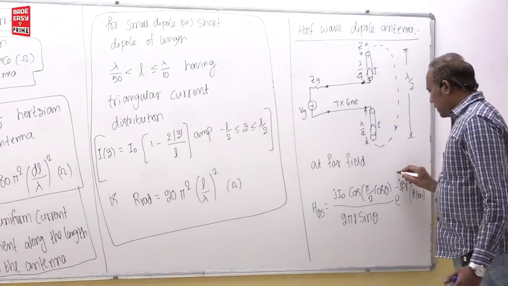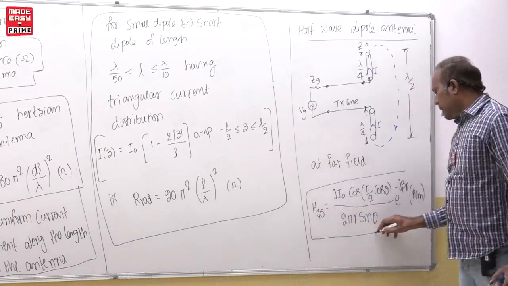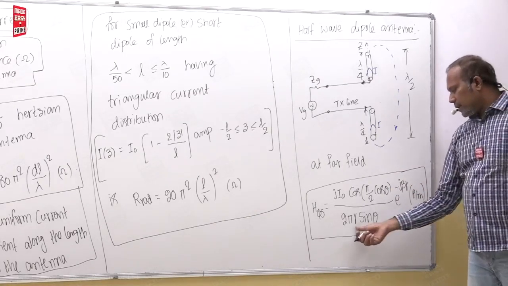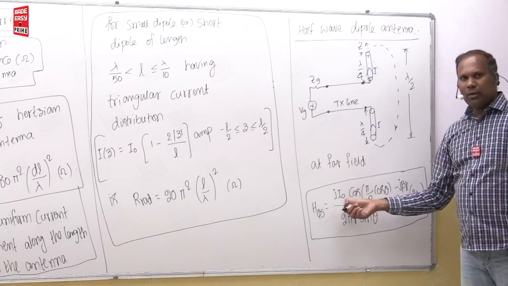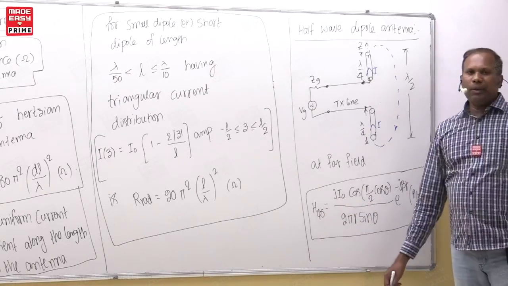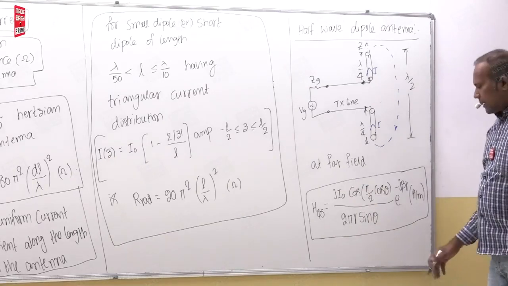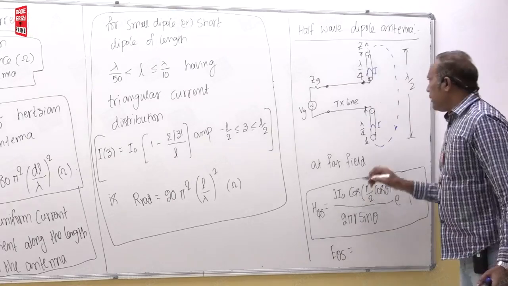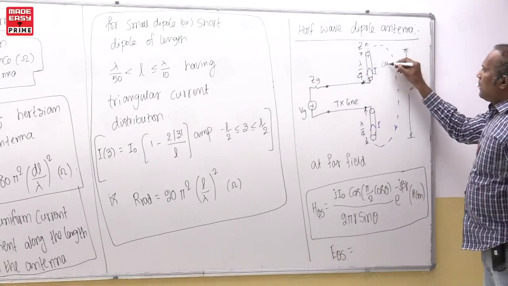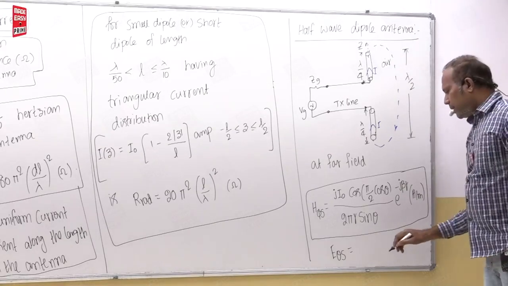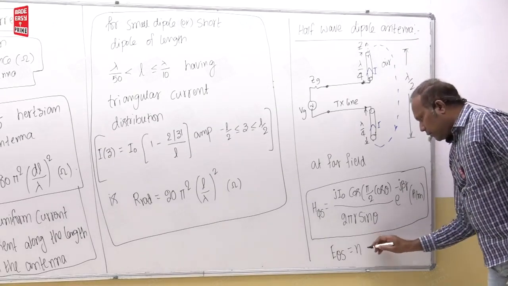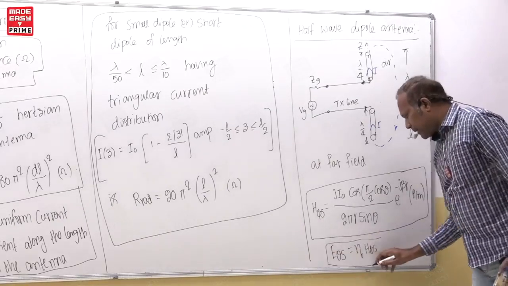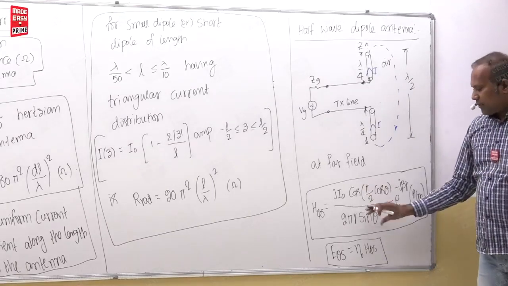So you have to remember this one, students, because many times they give this angle, they give this distance, and they give I naught also. They ask you to calculate the magnitude of the magnetic field, then from this you can calculate. And if you remember this one already, you know that E theta s is equal to, if air medium is there, then the impedance is eta naught for air medium, so E is equal to eta into H, so that is eta naught actually. Okay, this formula you have to remember.